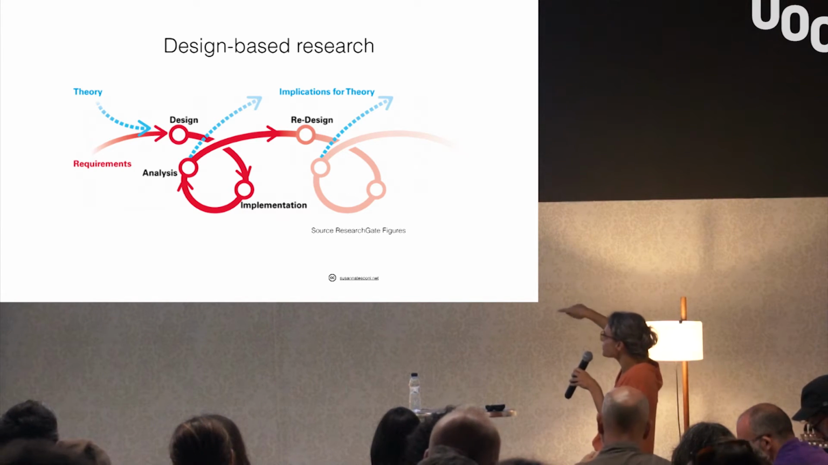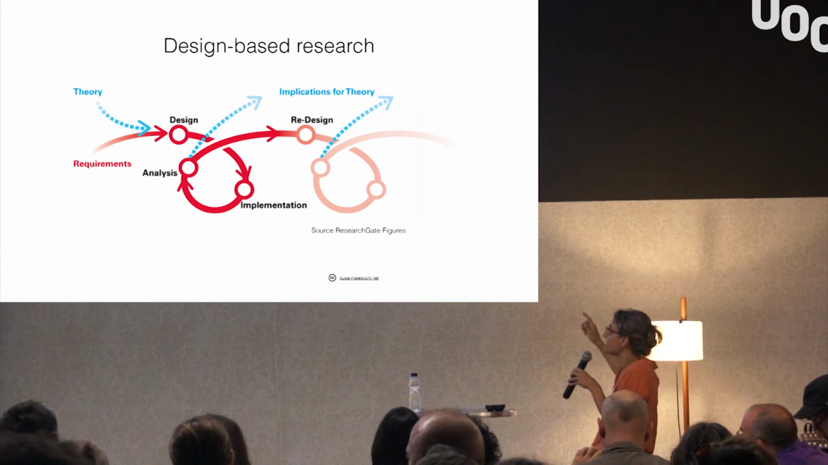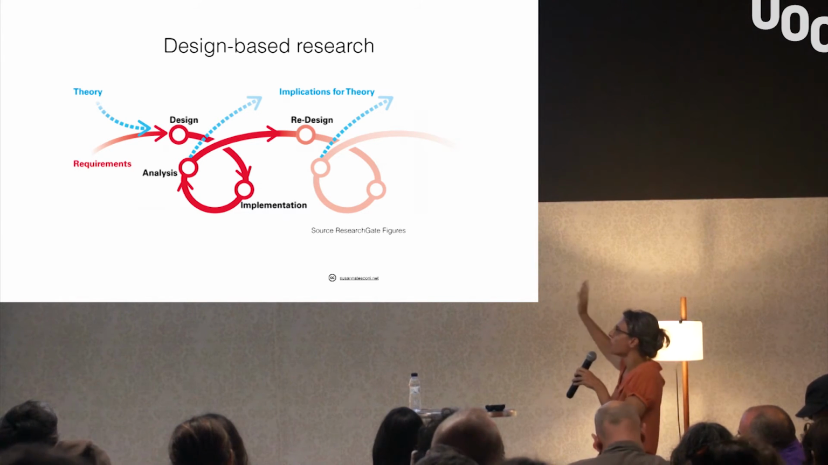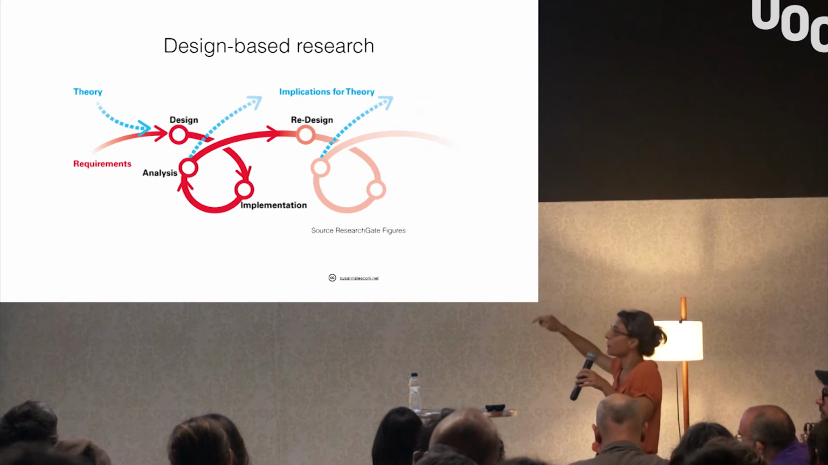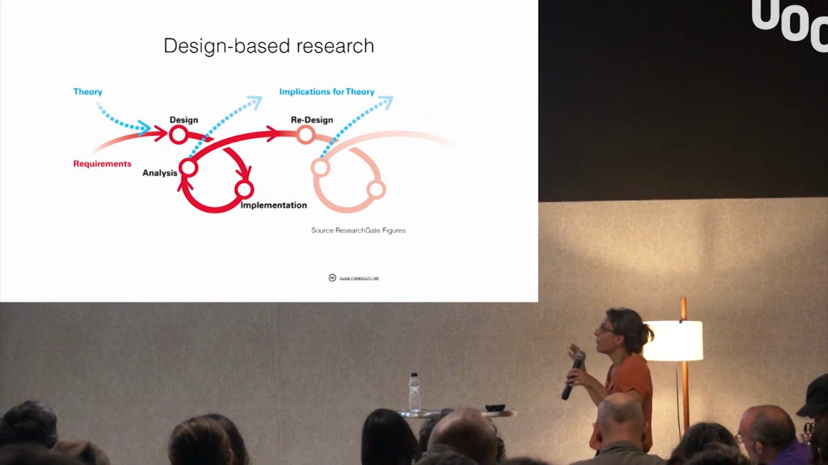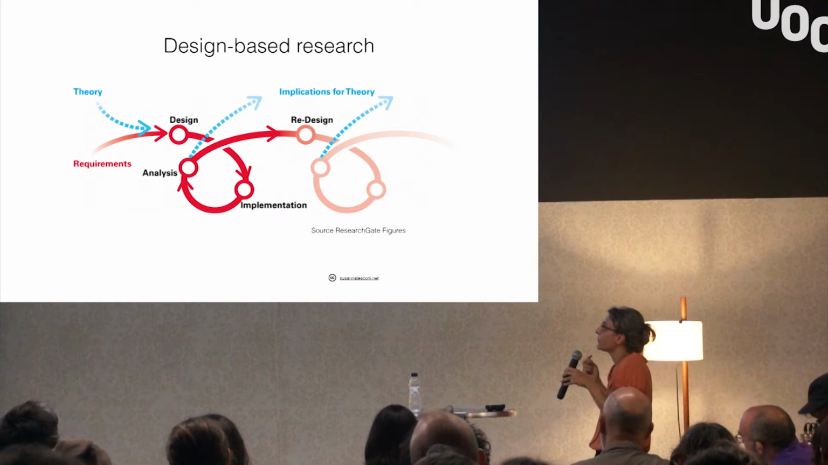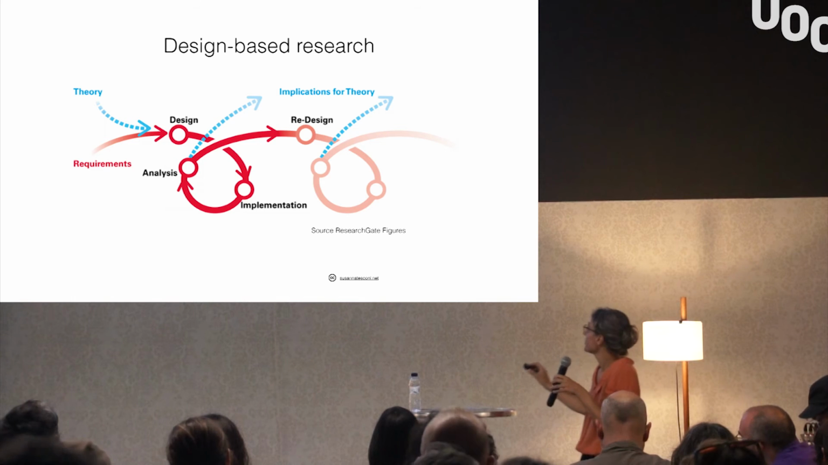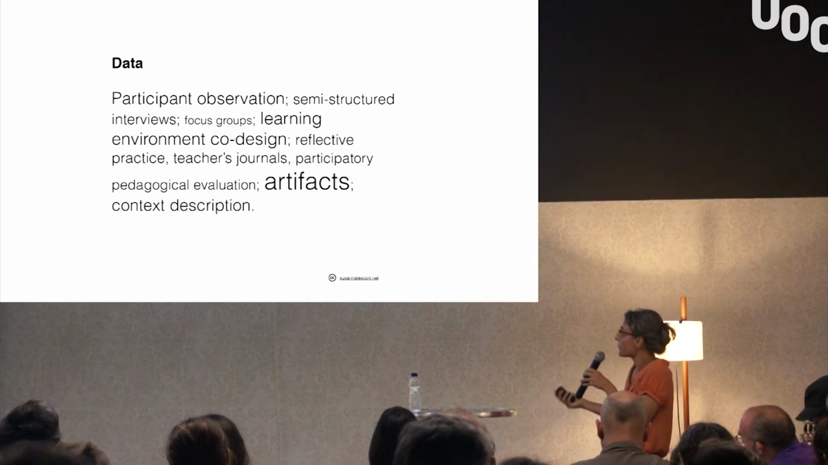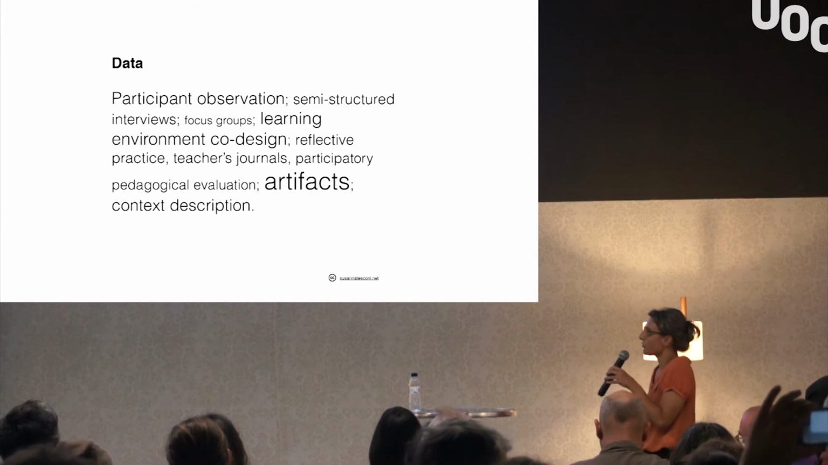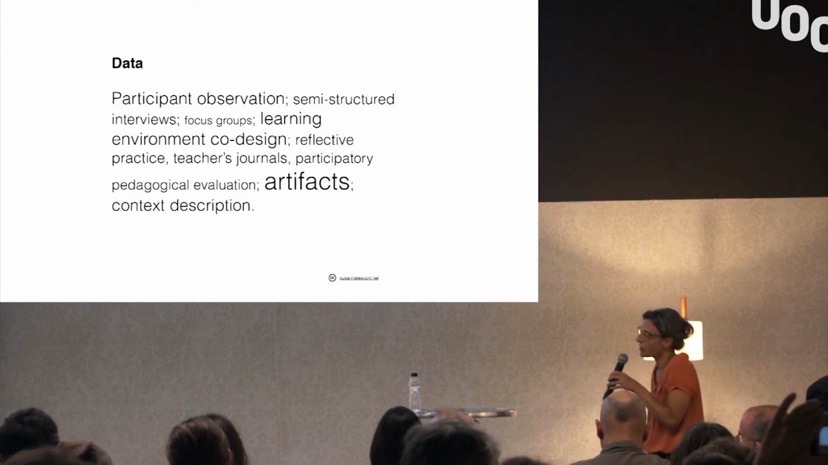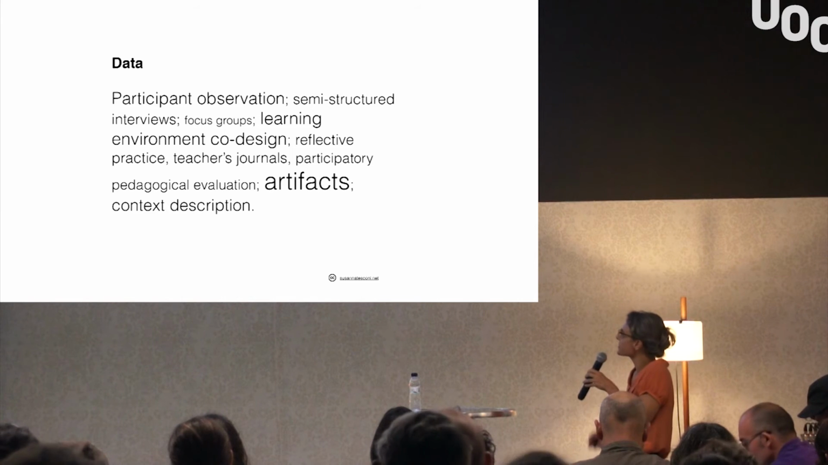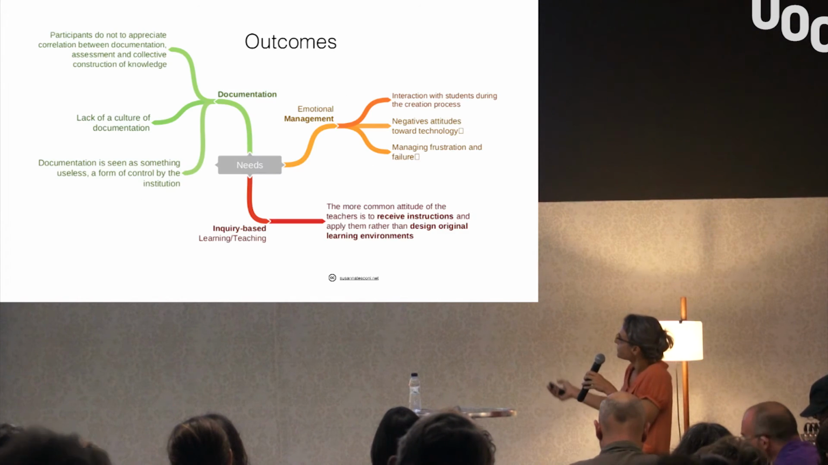During the whole process, we are collecting data. And this data is used to improve the design, but at the same time is used for the production of theory, for answering why things happen. The kind of data we use is very similar to ethnography: a lot of participation, analysis of artifacts, reflective practice, and all you can see there.